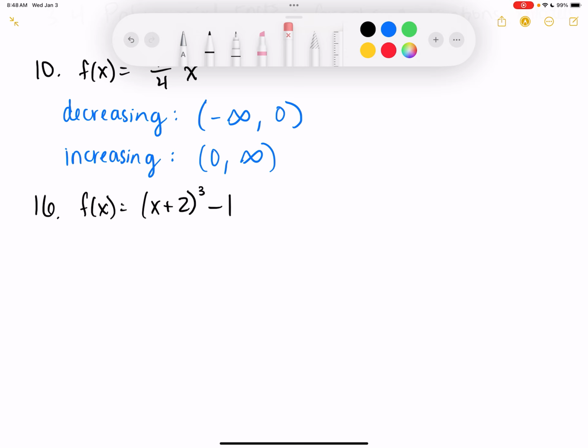Okay, so this one would be increasing only from negative infinity to infinity, because it's constantly going up.